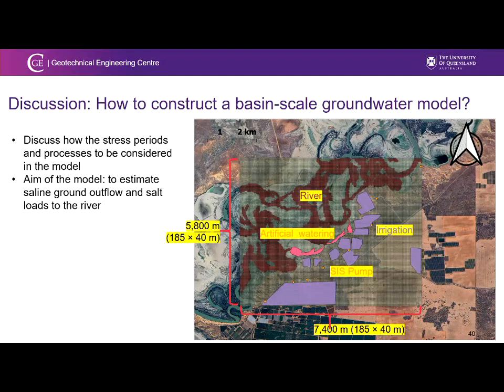Yes, steady state, yes. Okay, that's a good point. You want to give it a go? You don't know? But what boundary condition would you consider? Obviously, you will consider river, irrigation, pumps, watering. Constant head, yeah. The other ones maybe no flow? All of them no flow?